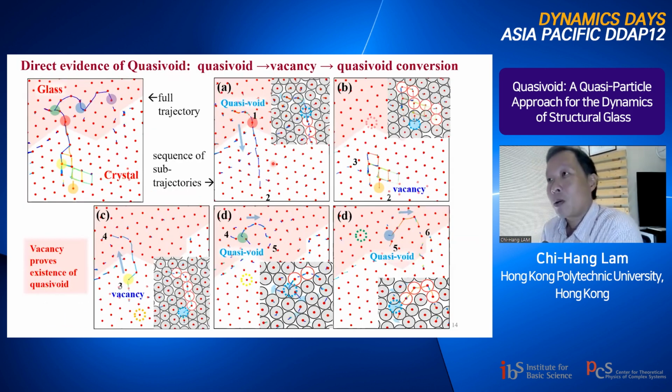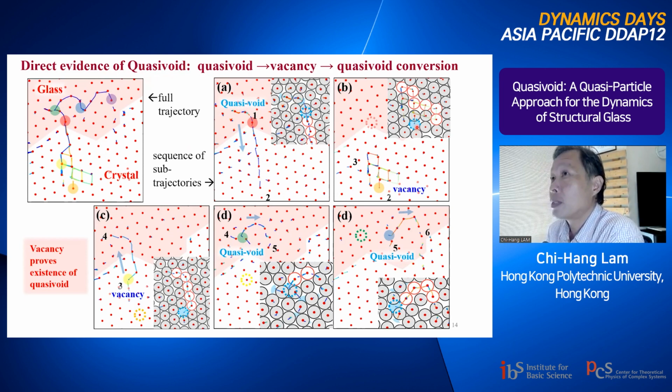Now, at this point, quasivoid may be a little bit abstract, but I think we managed to find direct evidence for its existence in a glass-crystal coexisting experimental system. So this is a longer time trajectory. Again, we can break it up into 5 sub-trajectories to look at the detailed motion. At the beginning, the quasivoid is here. That is, there are some free volume fragments close by. Then by looking at the particle trajectory, we can infer the quasivoid trajectory, that it comes here and then goes to the crystalline region to reach this position, which is right here.